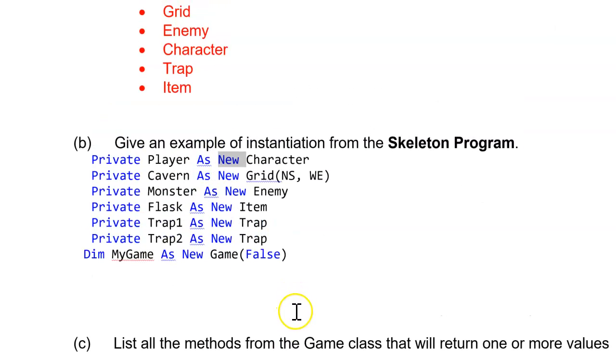Right, list all the methods from the game class that will return one or more values. You've just got to search for these. So it's a method, it's in the game class, it returns one or more values, i.e. it's probably a function. I suppose it could be a parameter that's passing back by ref, but really if you see the word return, it means a function. So let's have a little look.